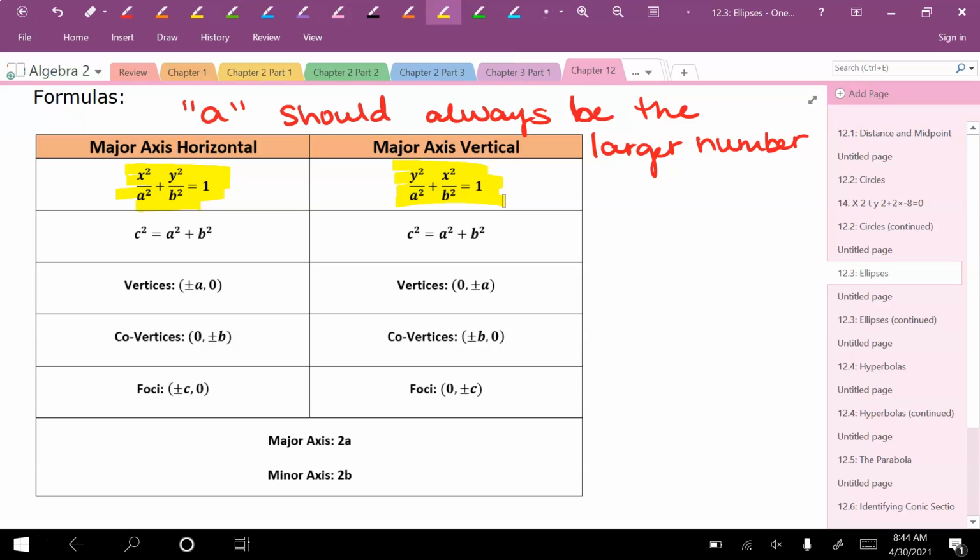To find your c squared, because c squared goes into c, which helps us find our focus points, I think there's a typo here. This should be a squared minus b squared. So you'll want to change that in your chart.